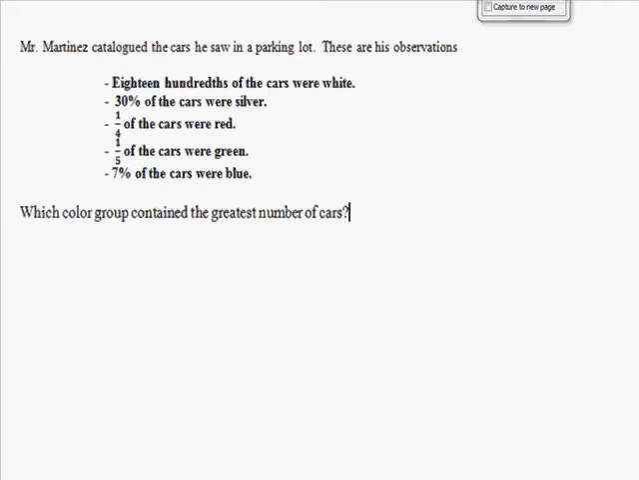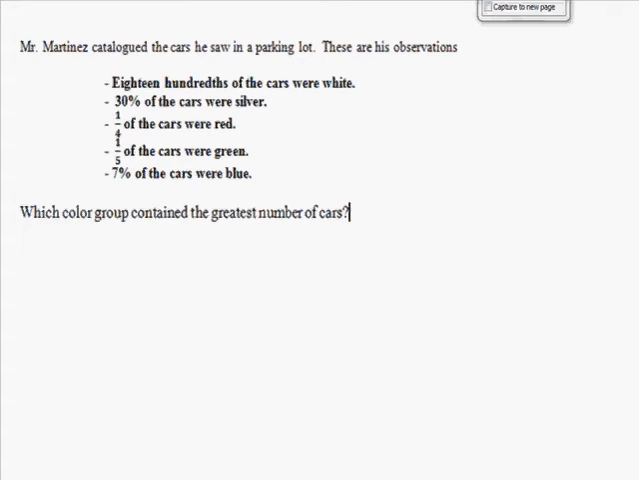Mr. Martinez cataloged the cars he saw in a parking lot. These are his observations. 18 hundredths of the cars were white. 30% of the cars were silver, 1/4 of the cars were red, 1/5 of the cars were green, 7% of the cars were blue. Which color group contained the greatest number of cars?